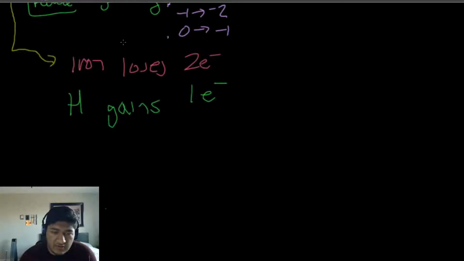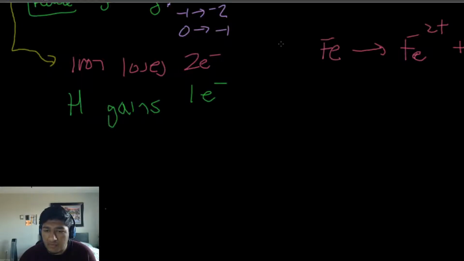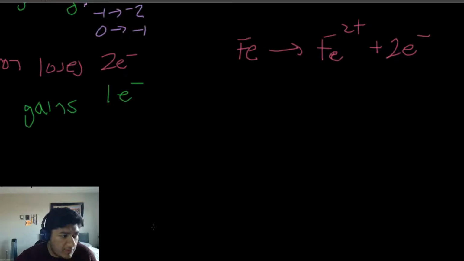So if iron is losing 2 electrons, that means that it is originally in its regular form, right? And then it reacts. Basically now, it's in an ionic form, Fe2+, and loses 2 electrons. You see, I put the electrons in the product side because what's happening is the species is losing the electrons. If it was gaining the electrons, like we'll see in just a moment, it would be on the reactant side.